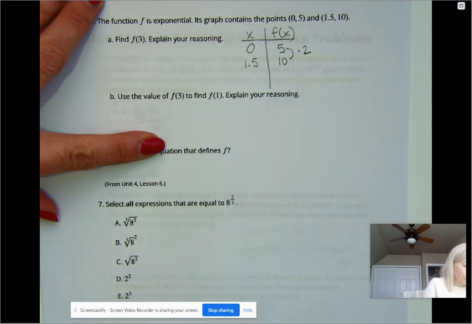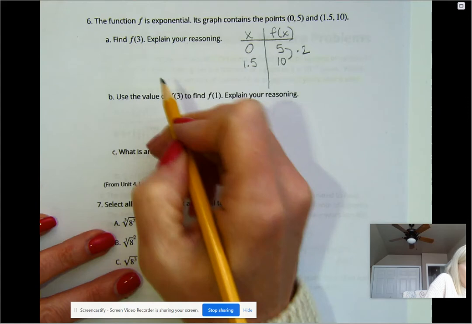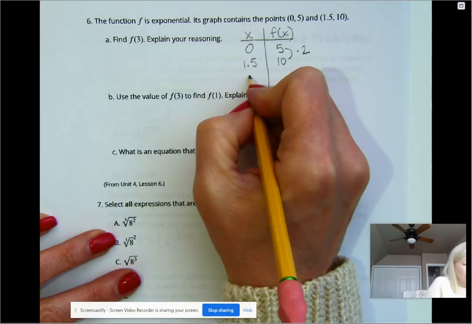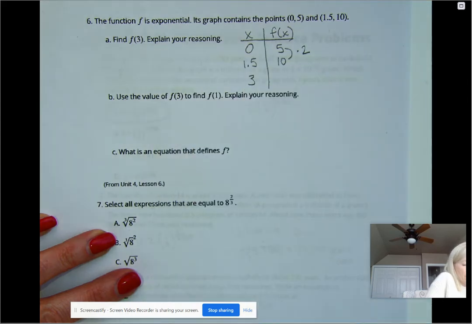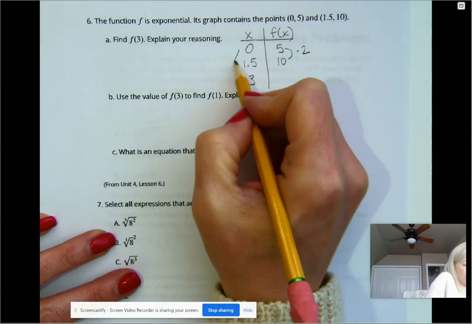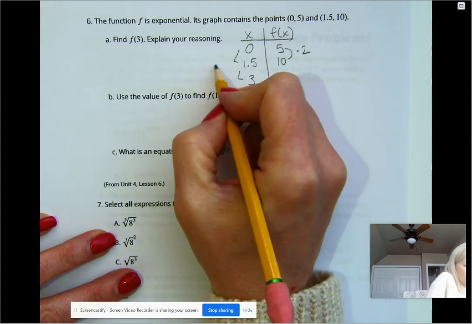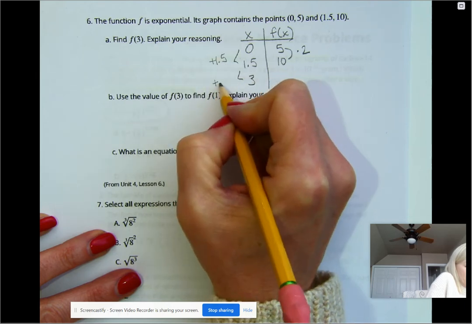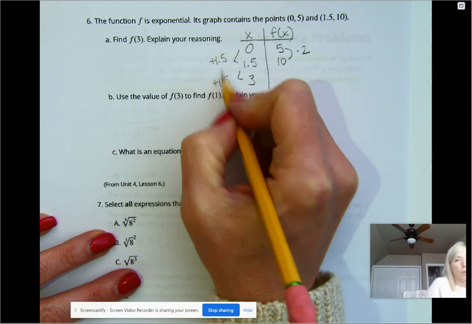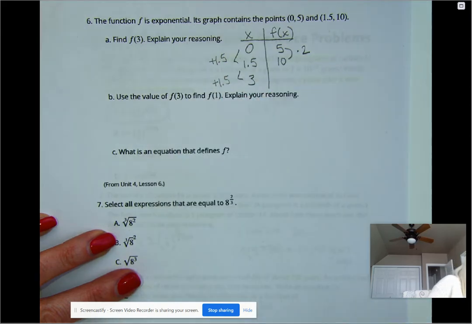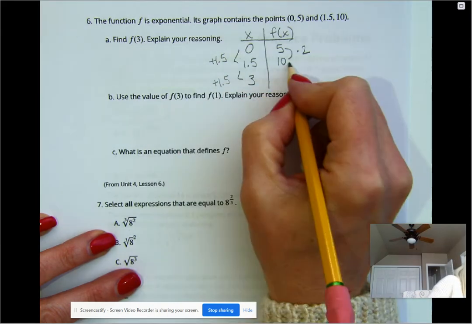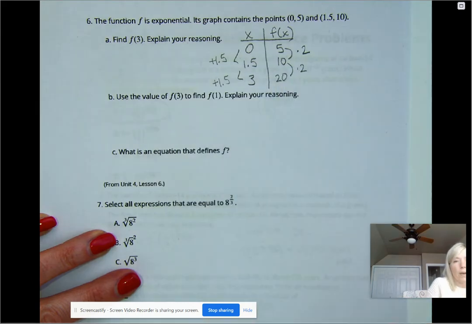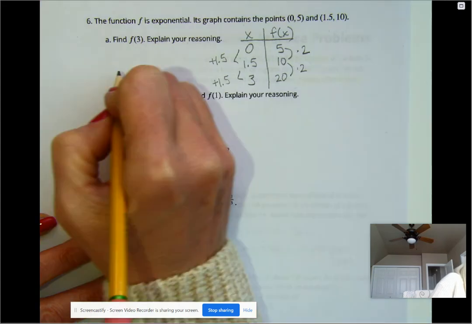And so very conveniently, f of 3 is going to be, we're counting by equal intervals. It's plus 1.5 and plus another 1.5. So if these intervals are equal, which they are, then I just multiply 10 by 2 and I get 20. So f of 3 is equal to 20.